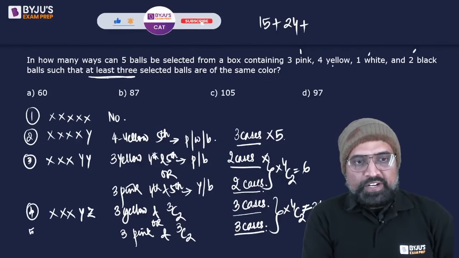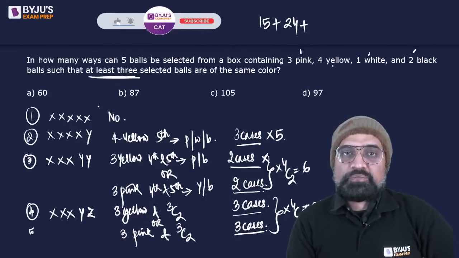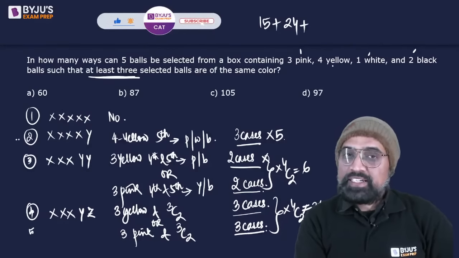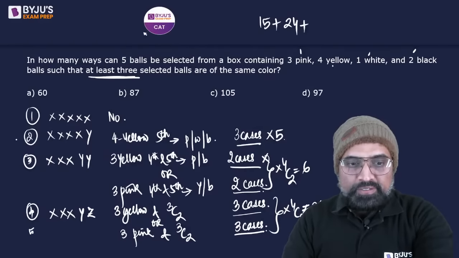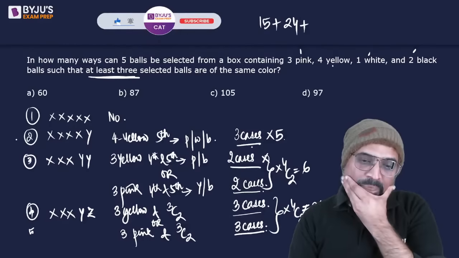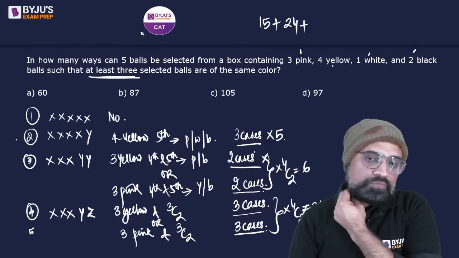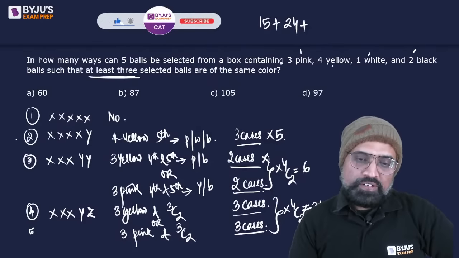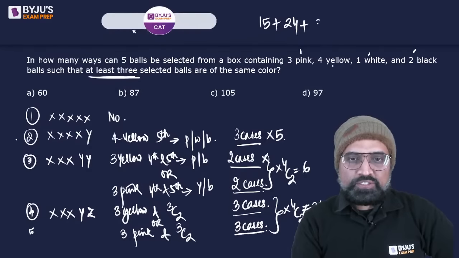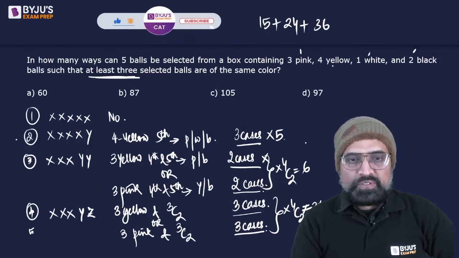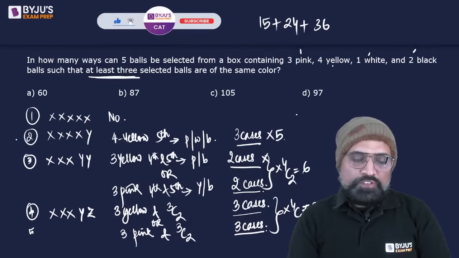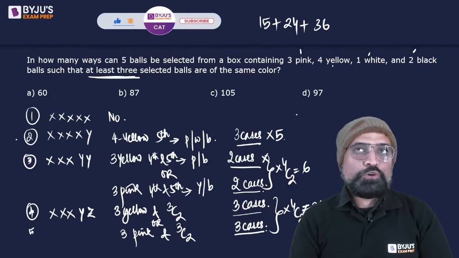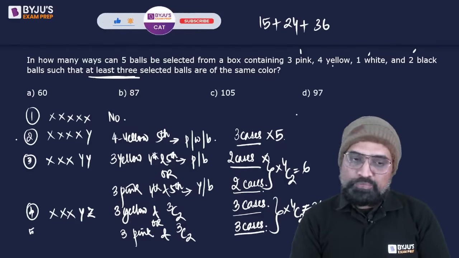I believe, Saurabh, you have read this. It says at least 3 selected balls are of the same color. So you can also have 4 selected balls of the same color. That is also a possibility, the second case, right? Skip 15. So we'll have 6 into 6, 36. Are we missing something? So there are 1, 2, 3, 4 places. On those 4 places, if I select any 2 and put them, that will do.